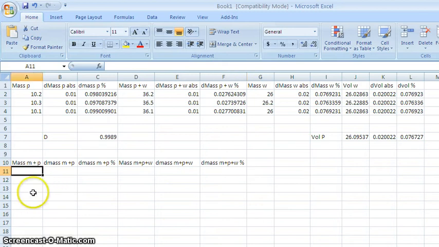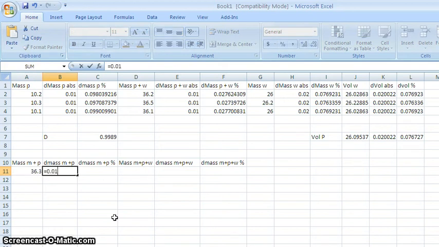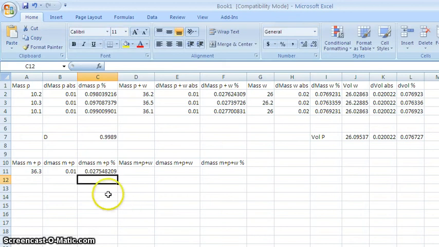Again, I'll just do it for trial 1, but once I go ahead and do it, I could do it for trials 1 through 5. So let's just say that I got 36.3 grams, mass of the metal plus the pycnometer. And I know that the scale can be off by 0.01 grams, and I can go ahead and get the percentage uncertainty by doing this sort of thing. Okay, so I just went ahead and got my uncertainties on that value.